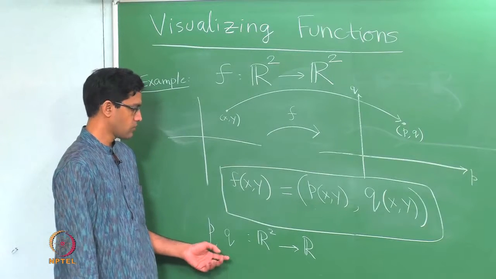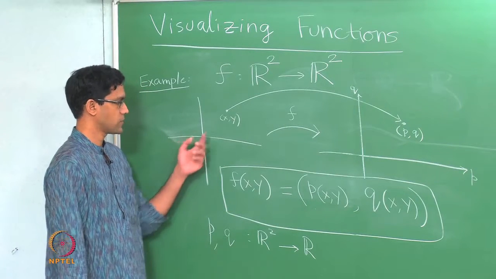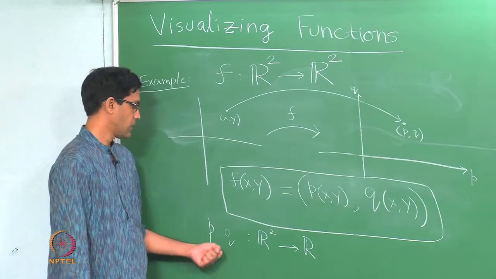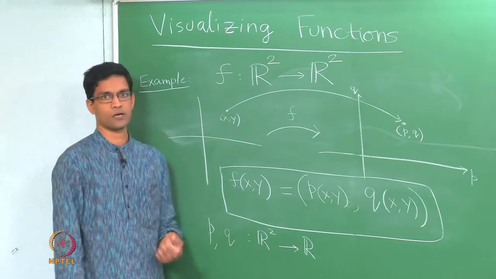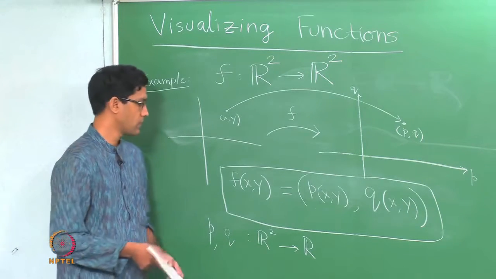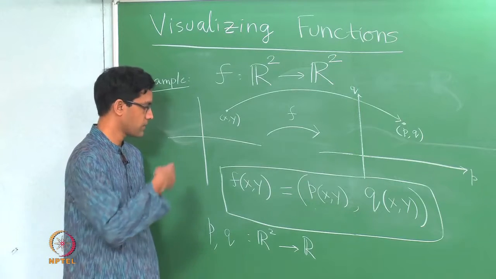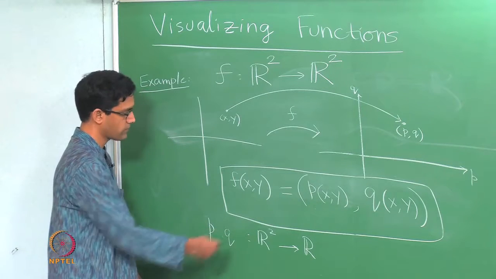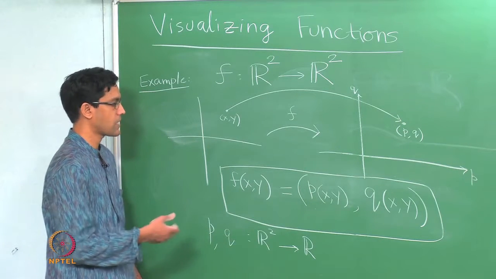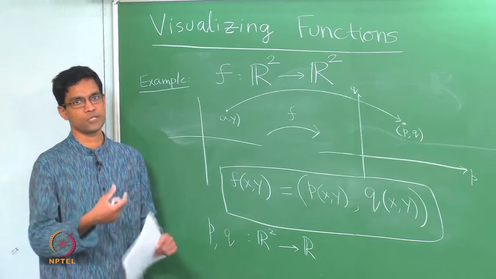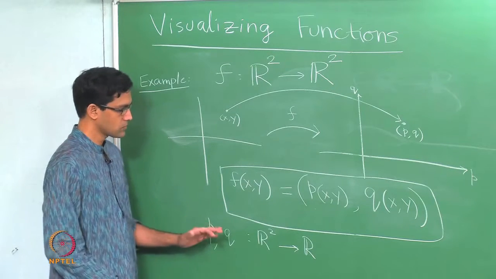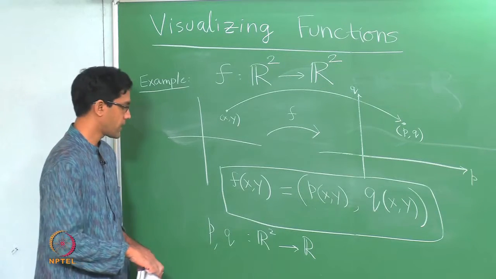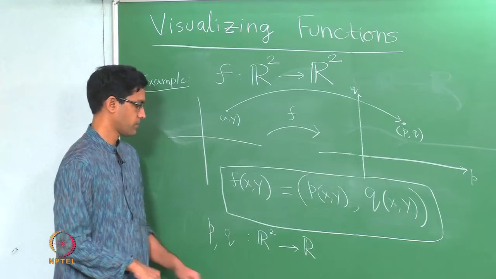So, one way of trying to understand this function f might be to understand these two functions p and q separately, and since they are functions from R2 to R, you could either draw their graph as a 3-dimensional surface, rather a 2-dimensional surface in 3 dimensions, or you could draw the contour plot of each of them and then somehow try and understand f as being made up of these two pieces. But all of these turn out to be rather cumbersome and not so illuminating ways of understanding what this function does.